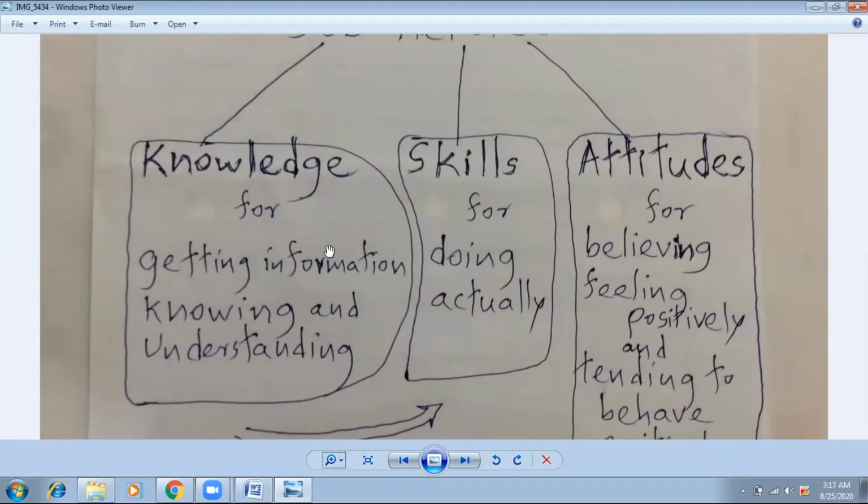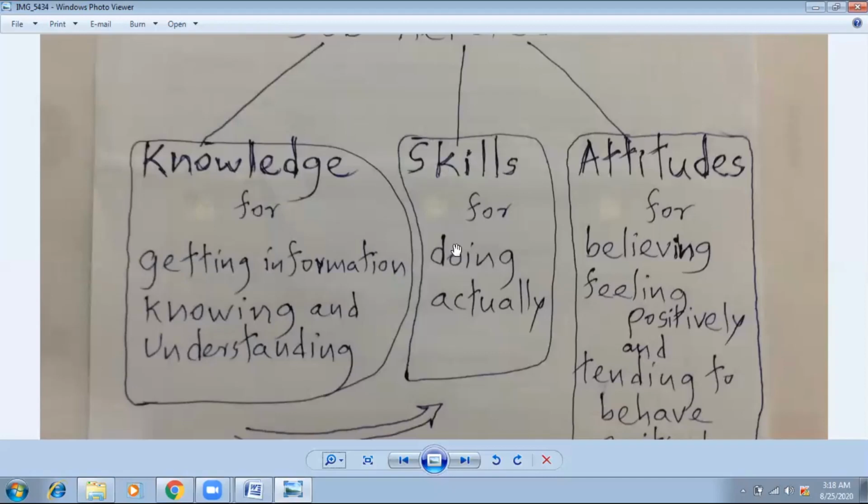As far as this lecture is concerned, you are learning principles, various concepts, and various methods. Those things come under getting information and knowing. Of course, you are supposed to understand the theories, concepts, and principles. So those things come under knowledge.